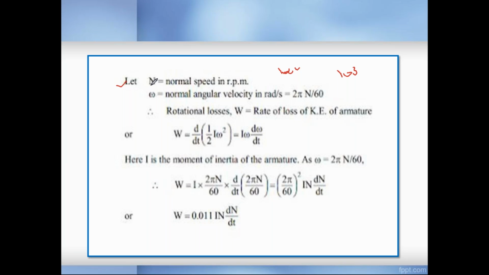Let us consider capital N as the normal speed in rpm, that is the rated speed, and omega as the normal angular velocity in radians per second, given by 2 pi N by 60.